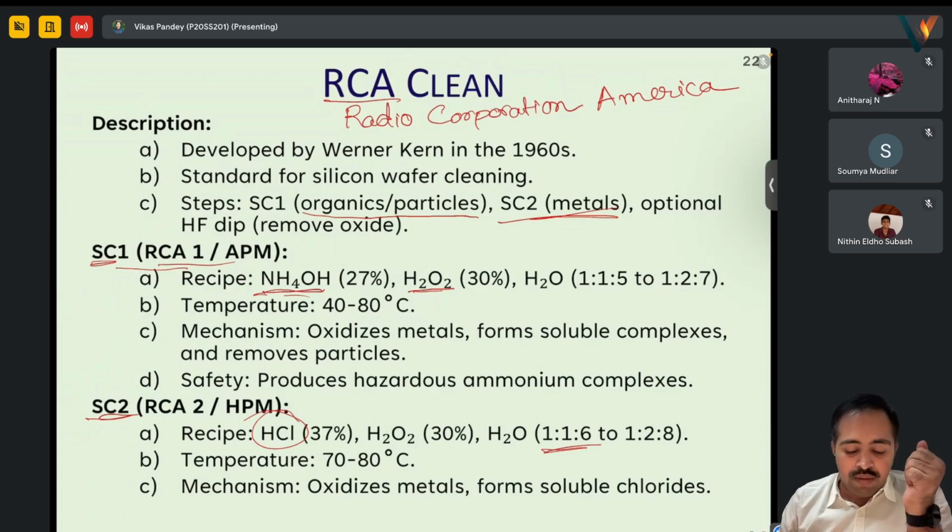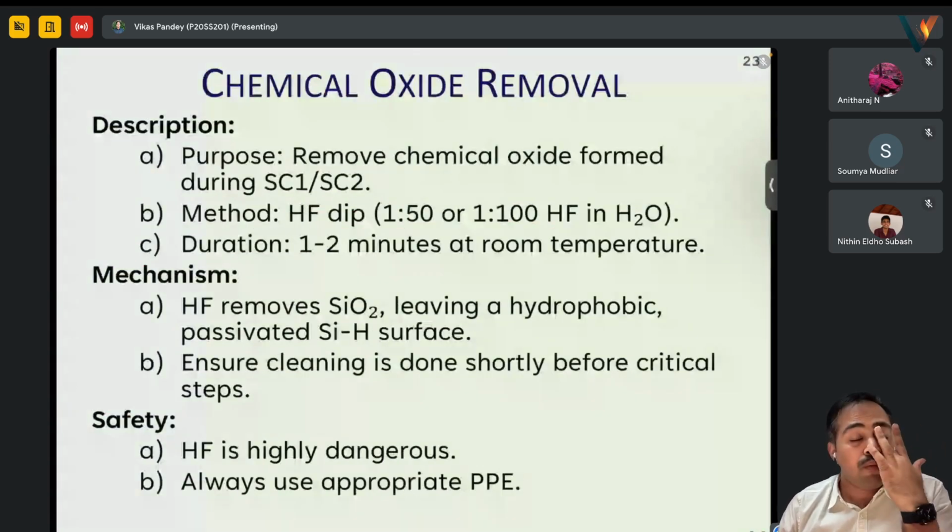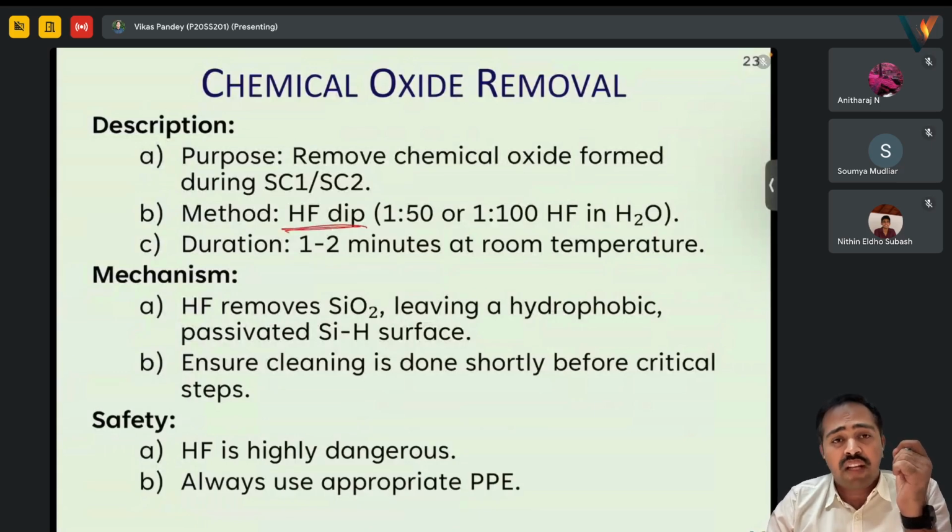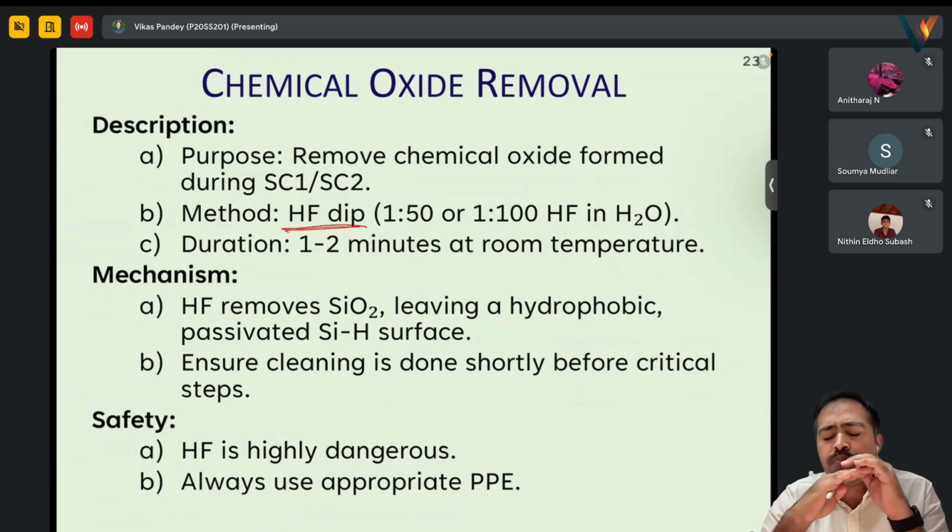To remove that, mostly what we do for cleaning is put it inside HF, hydrofluoric acid, which is again a very dangerous chemical. The ratio is 1 to 100 of HF to H2O, up to 1 to 50. It is kept for 1 to 2 minutes at room temperature. It will remove the SiO2 and leave pure silicon on the top.